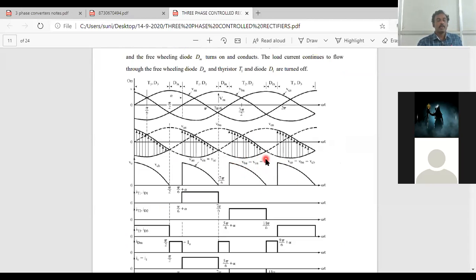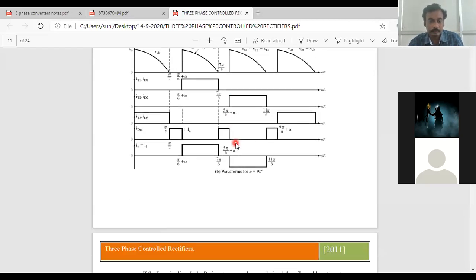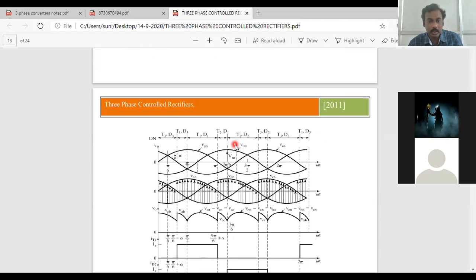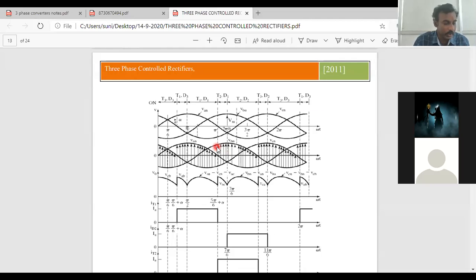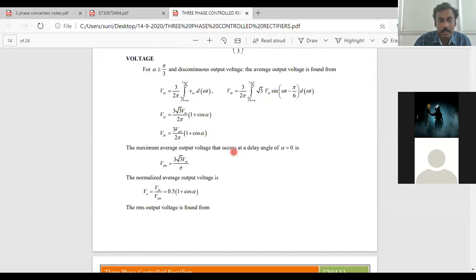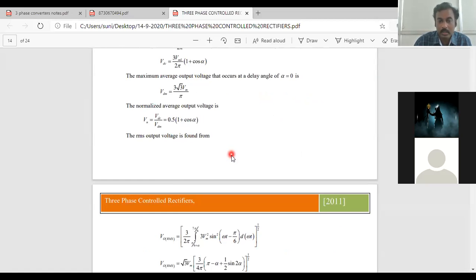Okay, so these are going to be the voltages of a three-phase converter, a three-phase semi-converter. That is going to be seen here. You can consider those waveforms here for these conductions, T1 T2 conduction, T2 D1 conduction. For different firing angles, you can consider these waveforms here. This is completely related to these three-phase rectifiers.